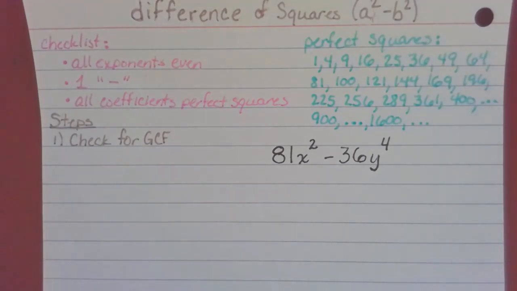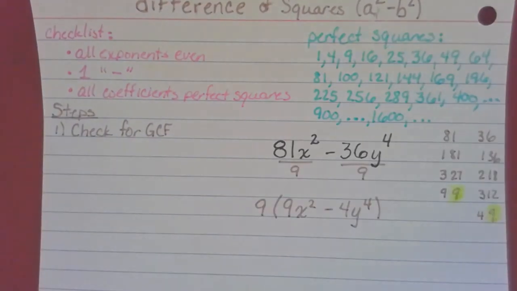So this problem does follow my checklist. I do have coefficients that are perfect squares, both 81 and 36, and my exponents are even, and I have my one minus sign. But I do know that both 81 and 36 are divisible by 3. And actually, not just 3. 3 is not the biggest number that I can divide by, but I could actually pull 9 out of both of them. So I would do my GCF with all of that, and then I'm going to pull that out and look at a smaller problem.